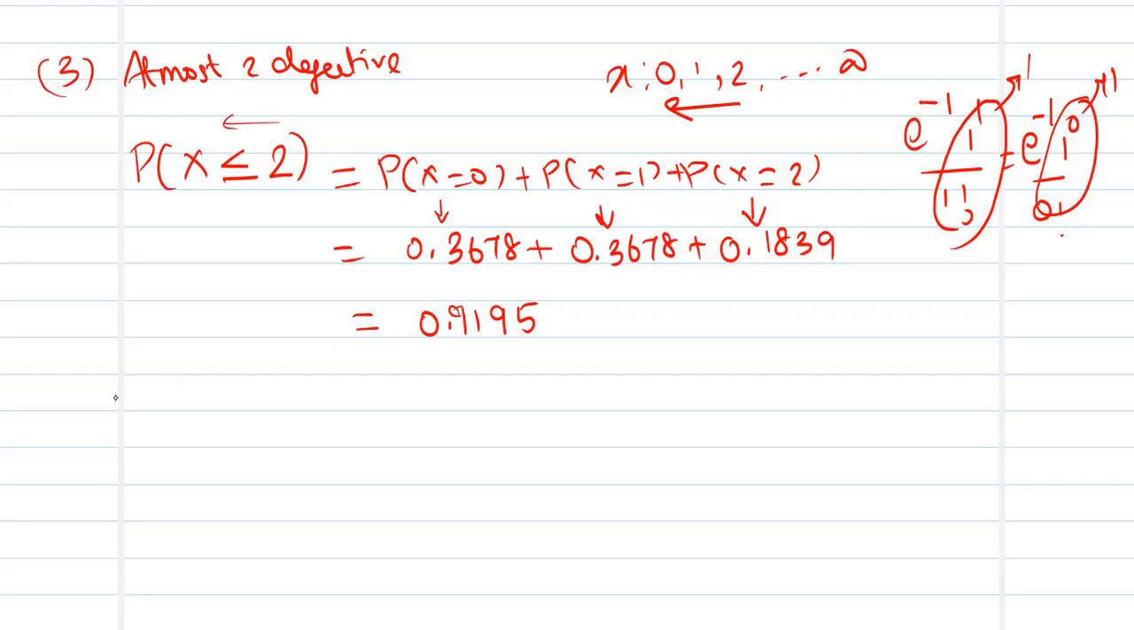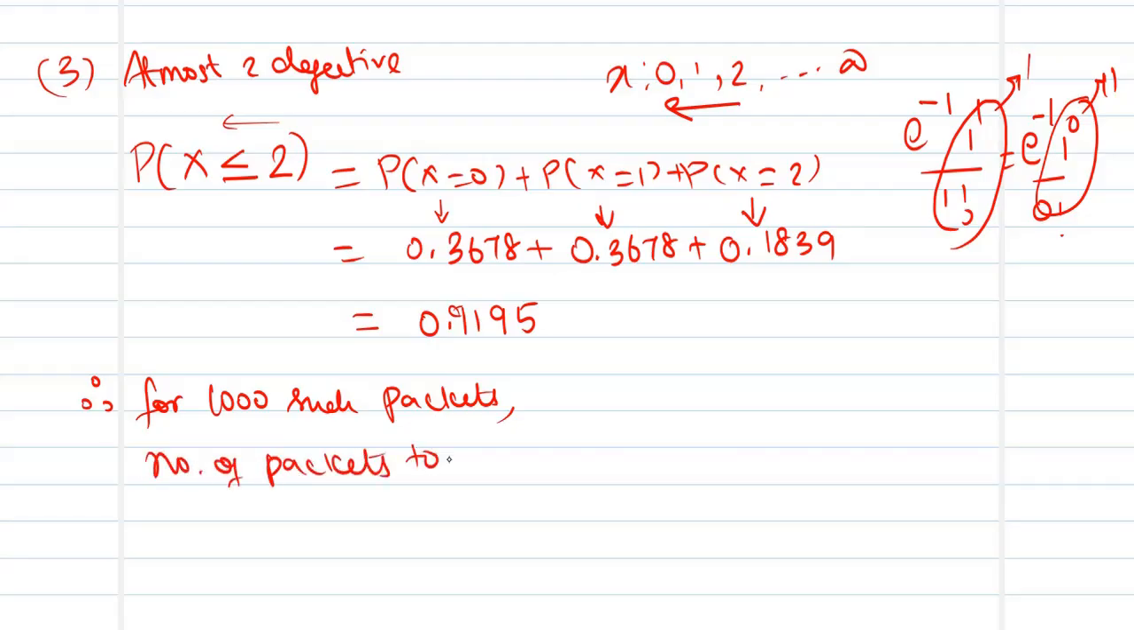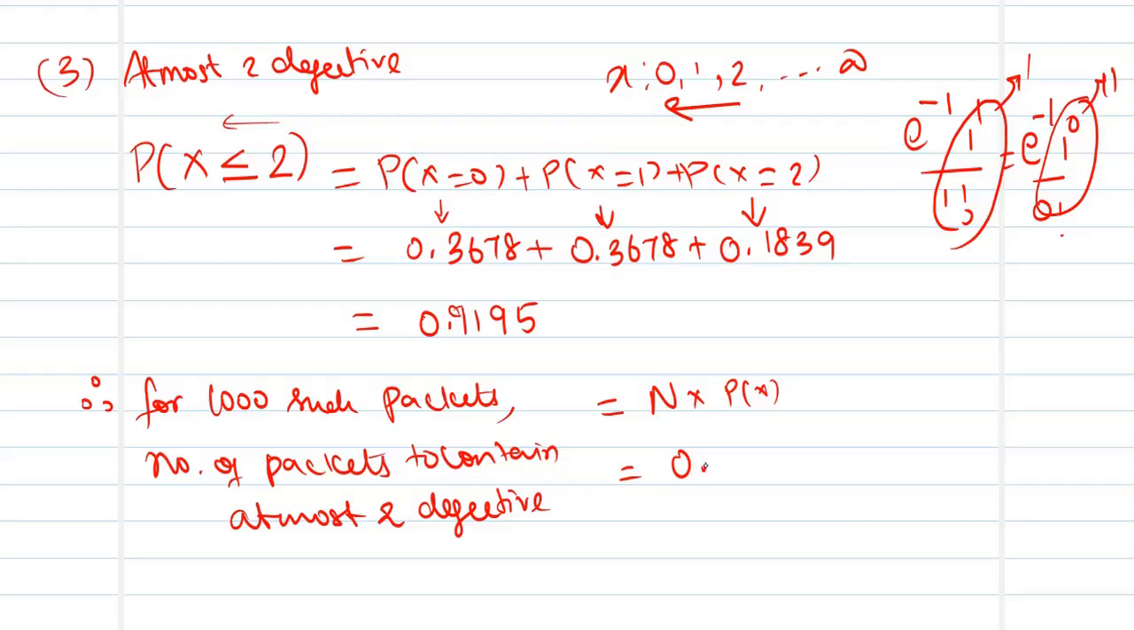So for a packet containing, therefore for 1000 such packets, the number of packets to contain at most 2 defective will be equal to capital N into probability of X. So this is going to be 0.9195, the probability, multiplied by N. N is going to be equal to 1000. So when you multiply it, you will have it as 919.5.